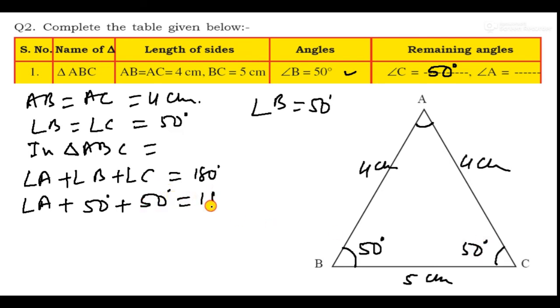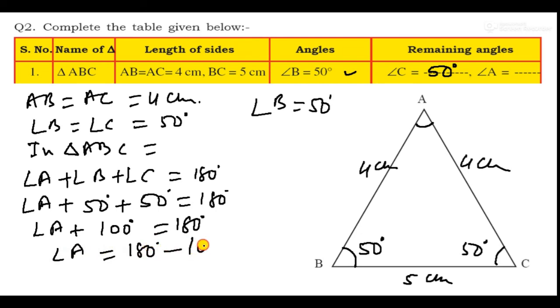So angle A plus 50 and 50, that is 100 degree, is equal to 180 degree. So angle A is equal to 180 degree minus 100 degree. So angle A is equal to 80 degree. So that is your answer. This one is also the answer, so you can fill in this table with the 80 degrees. That is how to fill in the blanks of the table.